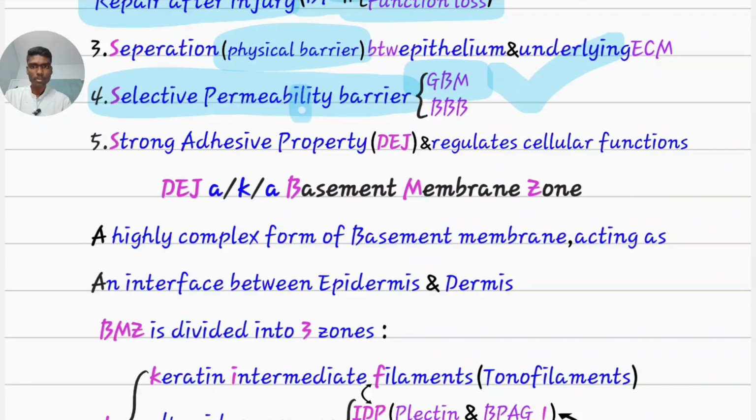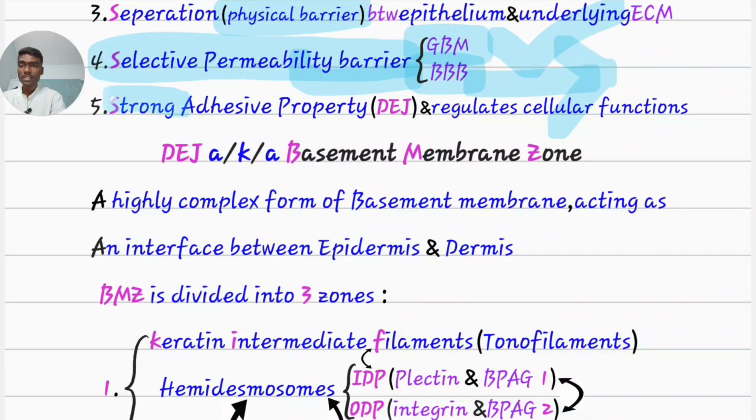Next, as a permeability barrier, the basement membrane outside the brain forms the blood-brain barrier. This is a basement membrane which prevents toxins circulating in the blood from reaching the brain and affecting it. Once this basement membrane is defective or damaged, the toxins in the blood will gain access to the brain and damage it.